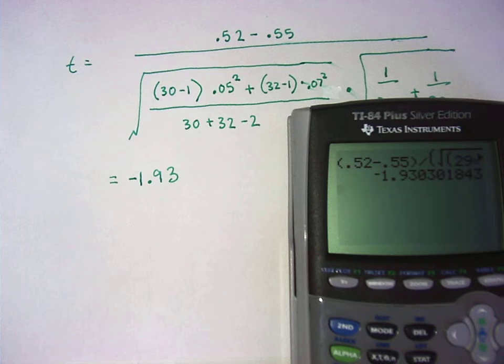Okay, so 0.52 minus 0.55 divided by parentheses, 29 times, that's right. Divided by 60. Oh, here, it's just because it thought that you needed a power here, but you don't. Isn't that dumb? Anybody else?